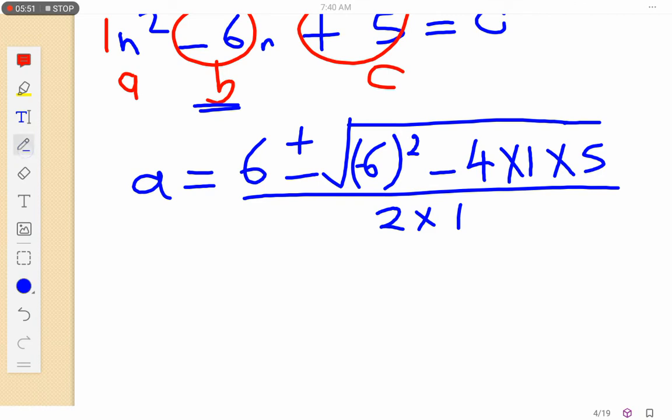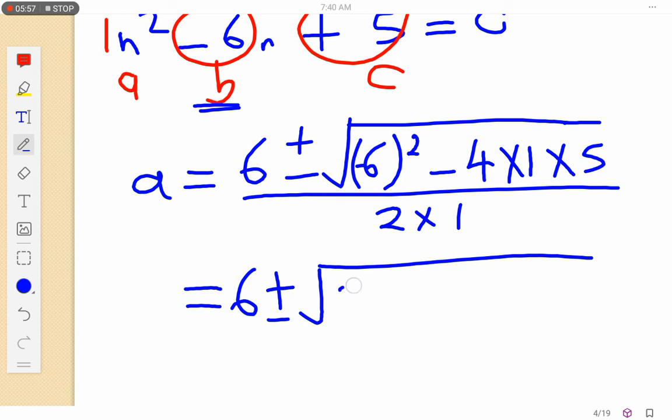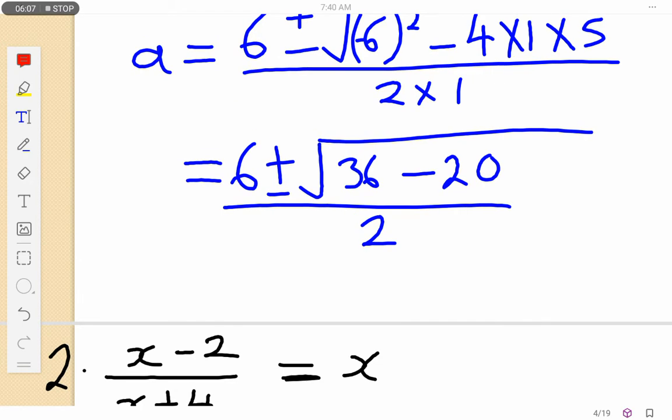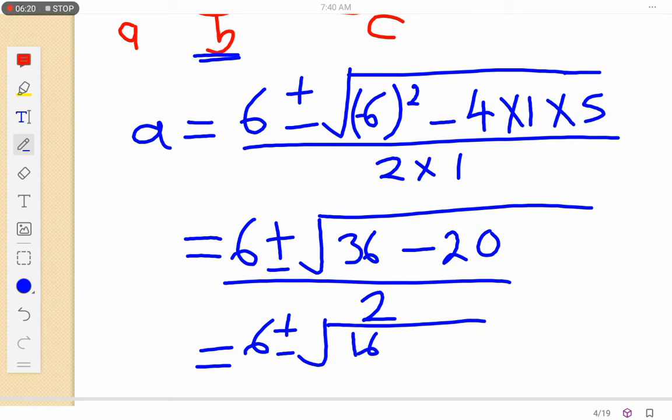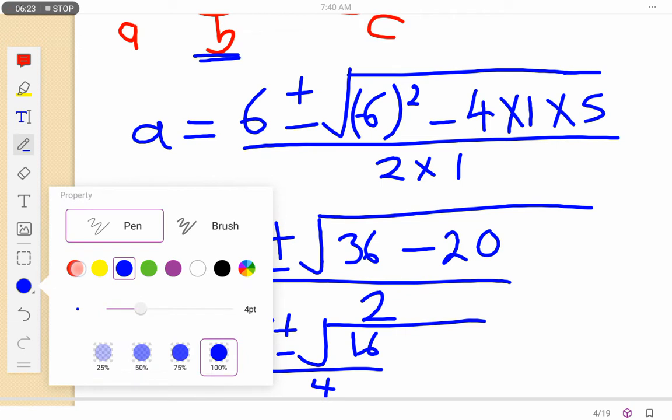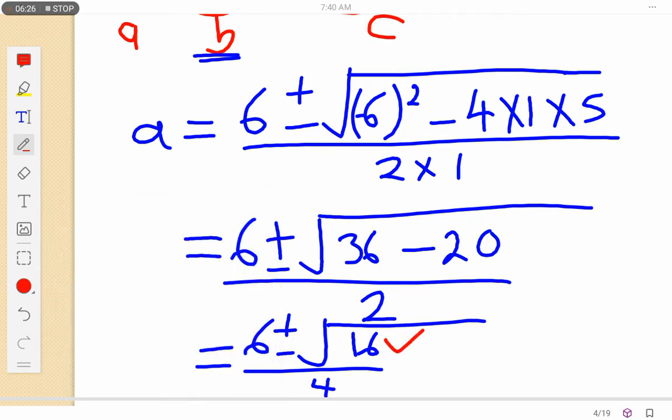Let's simplify that. We will get 6 plus or minus the square root of 6 squared, we get 36. Then minus 4 times 1, we get 4, times 5, we get 20. Okay, so we are getting all over 2 then. Let's simplify that part. So this is equal to 6 plus or minus the square root of 36 minus 20, we get 16, all over 2. The square root of 16 here, we'll get a 4. So we'll end up having 6 plus or minus 4 all over 2.